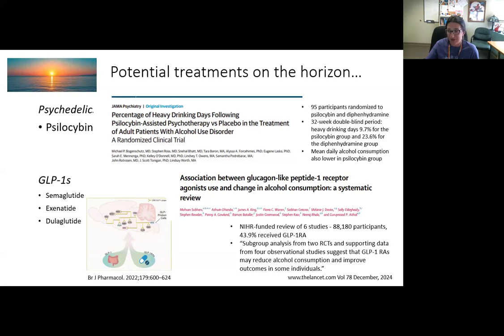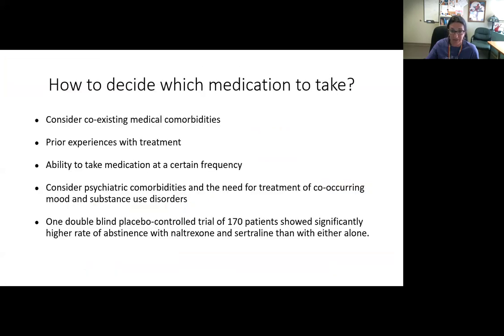And unfortunately too, there's a lot of limitation with the cost of these medications. So how to decide which medication to take? Considering the coexisting medical comorbidities, for instance, we talked about liver, kidney function, ongoing perhaps treatment with MOUD. What worked before? So prior experiences, ability to take medication at a certain frequency. So again, acamprosate is very frequent dosing during the day, or would someone benefit more from the injectable naltrexone once a month? Considering the other psychiatric comorbidities is important too.